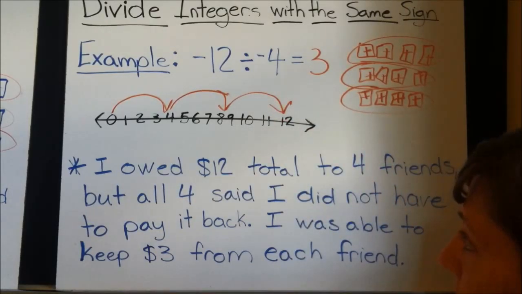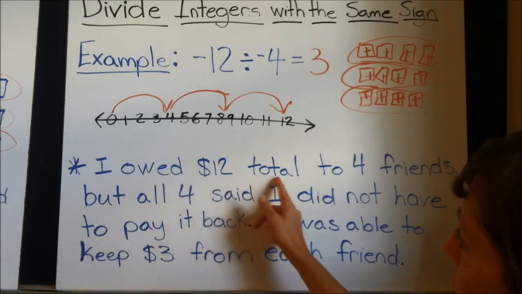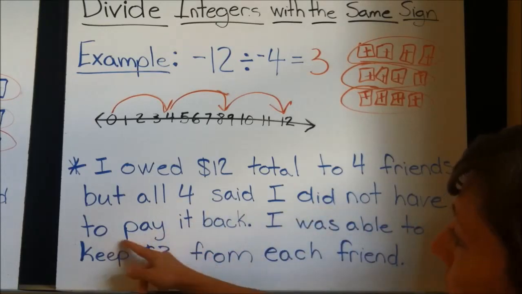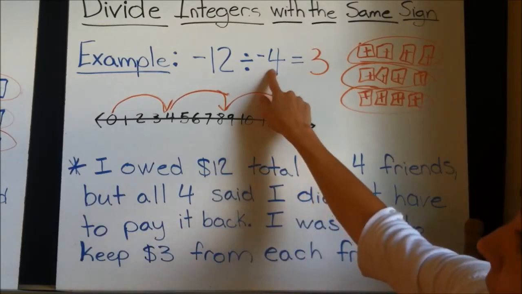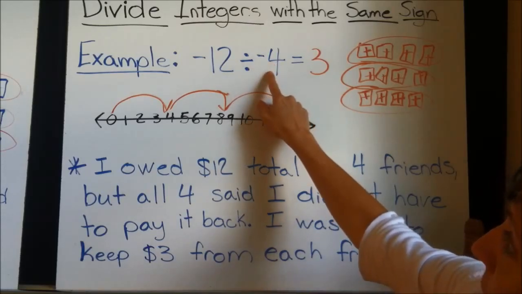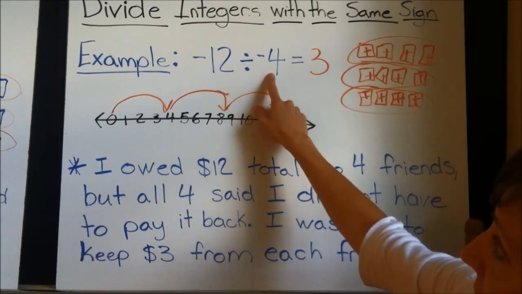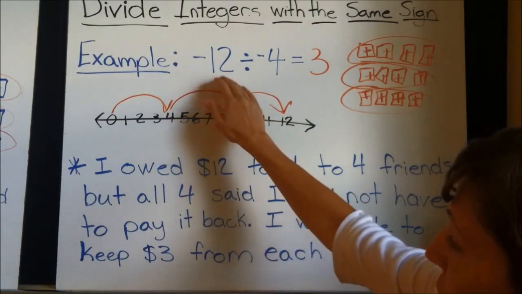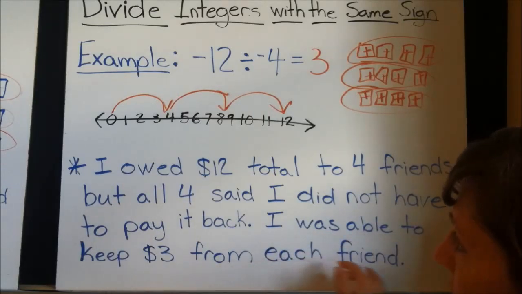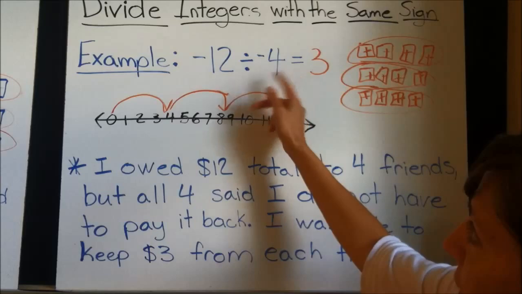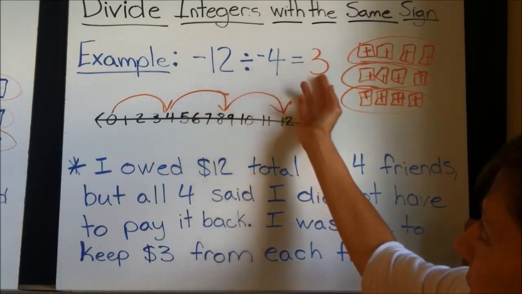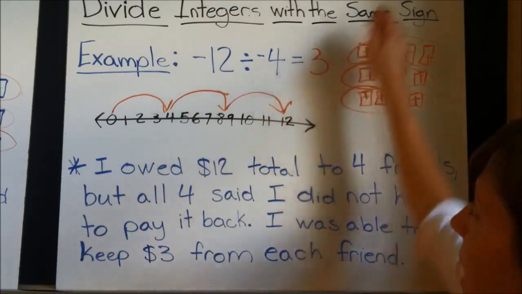A story to match. I owed $12 total to 4 friends, but all 4 friends said I did not have to pay it back. So we do not have to pay the 4 friends back. I owed $12 total, so I was able to keep $3 from each friend. So I must have borrowed $3 from each friend, but they said, don't worry about paying it back to me. So I get to keep those $3. So it turns to a positive.